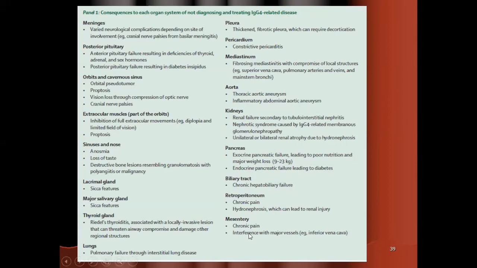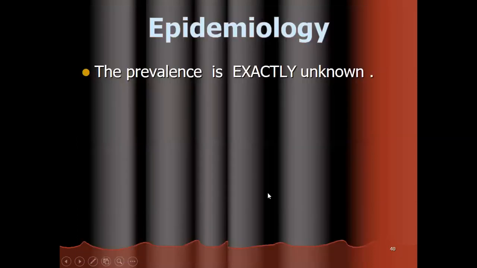Retroperitoneum: chronic pain, hydronephrosis due to involvement of the ureters by the retroperitoneal fibrous tissue, chronic pain due to infiltration of the mesentery, and interference with major vessels like the inferior vena cava. All of these may present. So it is a multi-system disease, and it should be in the differential diagnosis.